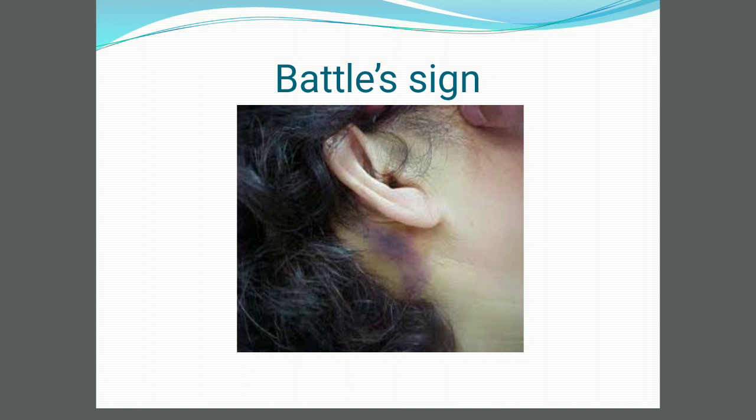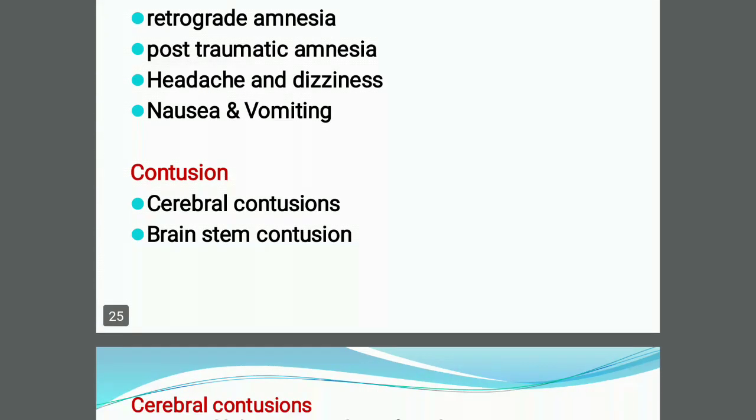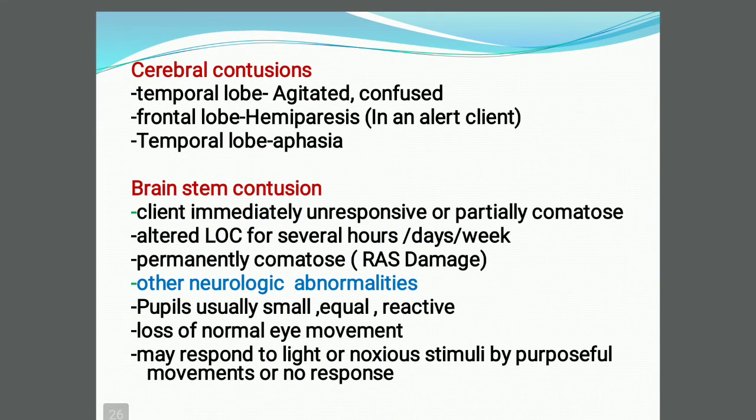Now when there is a brainstem contusion, mainly a client immediately becomes unresponsive or partially comatose, or there will be an alteration in the level of consciousness for several hours, days or weeks, or sometimes the patient will be permanently comatose. There will be neurologic abnormalities, and sometimes there will be loss of normal eye movement.